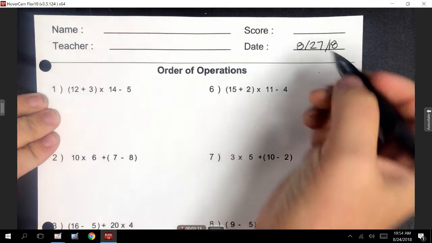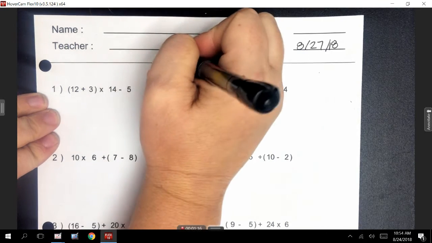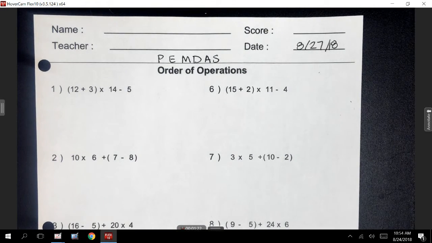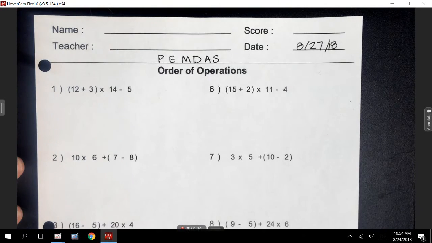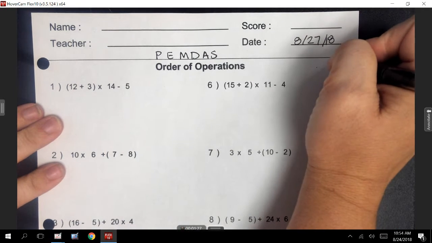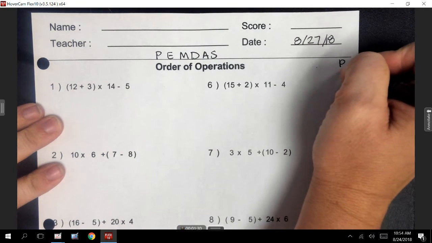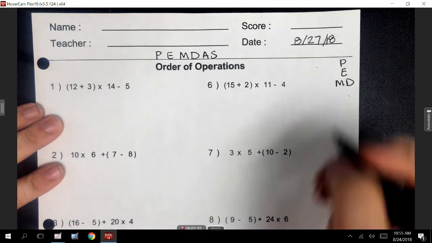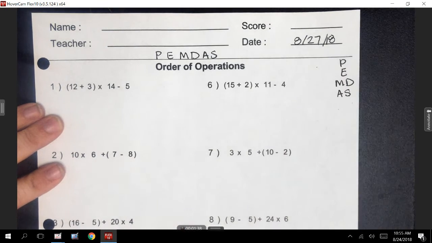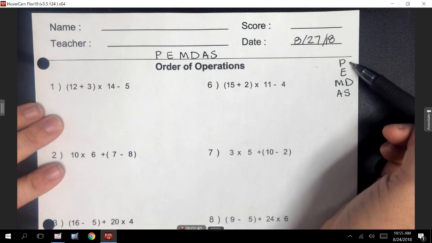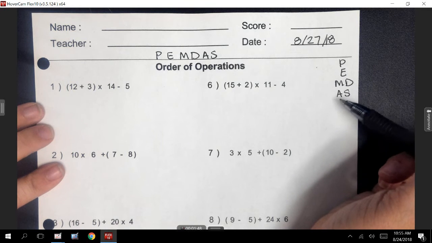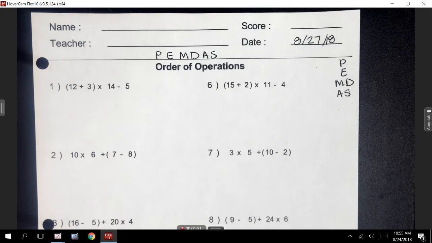Some of you remember the acronym: Please Excuse My Dear Aunt Sally, or PEMDAS, depending on how you would like to remember that. When I do my order of operations, I like to write the M and D together, and the A and S for Aunt Sally together, because you're always going to look at your parentheses and your exponents first. Multiplication and division, you work in order. And then addition and subtraction, you work in the order that they're in the problem. All right, so let's look at some examples of these.